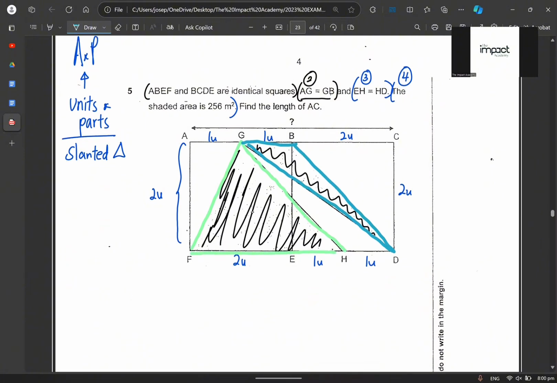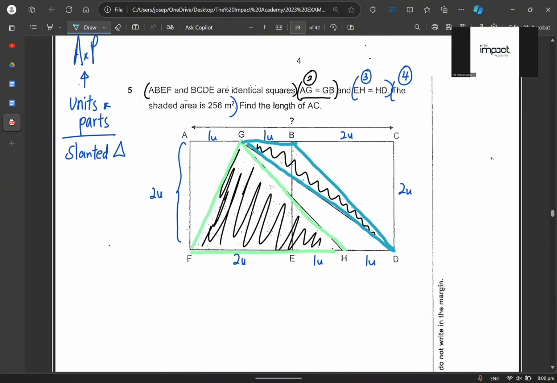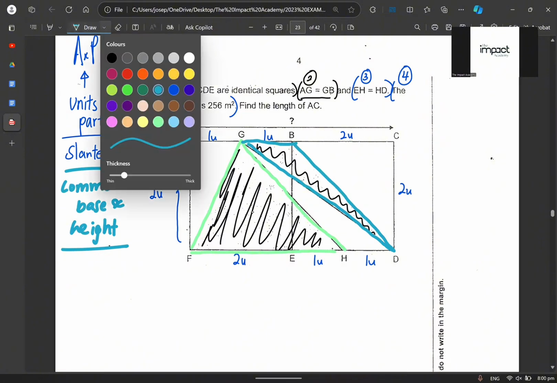Doesn't that mean that GHD equals to GBD? Why? It's because they share the same base and height. Absolutely. You get what I'm trying to say? This is another concept called common base, common height. Am I making sense or not making sense? Common means what? Sama, same. Understand or don't understand?